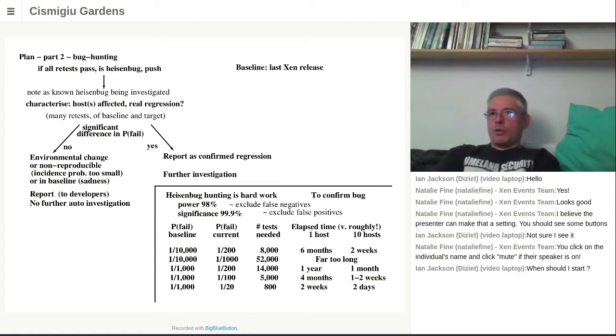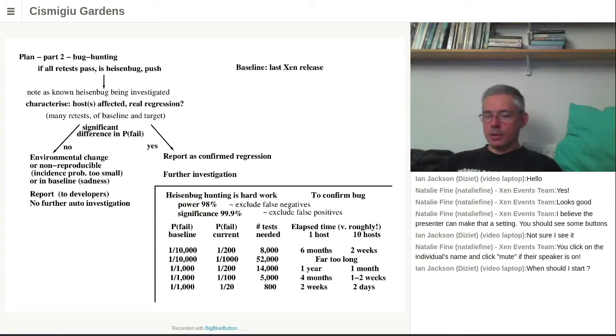So we're essentially doing a statistical test here, and there are two important characteristics for a statistical test. One is the power, which is how good it is at finding a real difference or a real effect. And in this context, that means how good it is at spotting when something actually is a regressing Heisenbug.